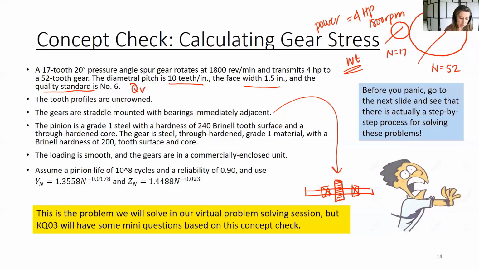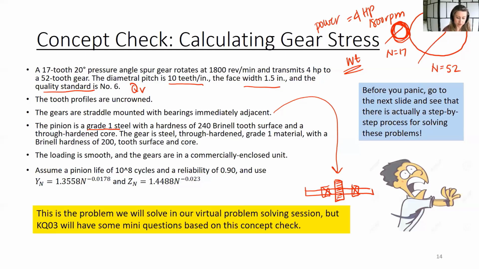The pinion is grade 1 steel, through hardened, with a hardness of 250 Brinell at the tooth surface and core. The gear is steel, through hardened, grade 1 material with a Brinell hardness of 200, tooth surface and core. So what you'll often find is that a pinion is chosen to have a higher hardness, or at least a higher case or surface hardness, because it is undergoing more rotations than the gear. So you want it to have a harder case, because we want to have pitting resistance.